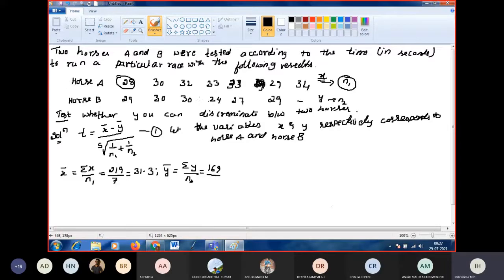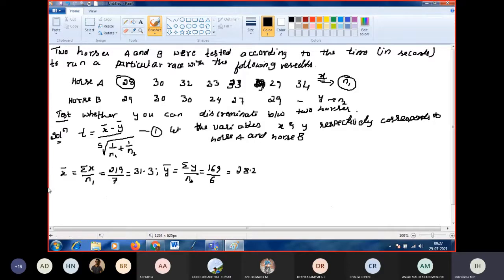1, 2, 3, 4, 5, 6. So 6 only. You write the number of terms only. Don't write 7. We have only 6 terms in horse B. You write 6. So 169 by 6 is 28.2. So we got x bar and y bar.